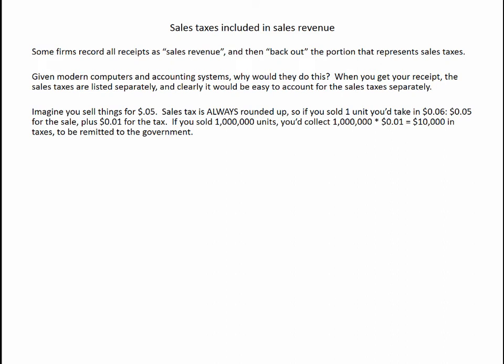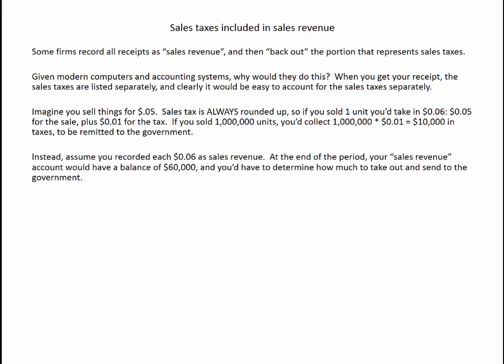If you sold 1,000,000 individual units, you'd collect 1,000,000 times 1 cent, or $10,000 in sales taxes to be remitted to the government. Now instead, assume you recorded each 6 cents, again that's a nickel for the sale and a penny for the sales tax, as sales revenue. At the end of the period, your sales revenue account would have a balance of $60,000, 1,000,000 units times 6 cents apiece. And you'd have to determine how much to take out and send to the government.